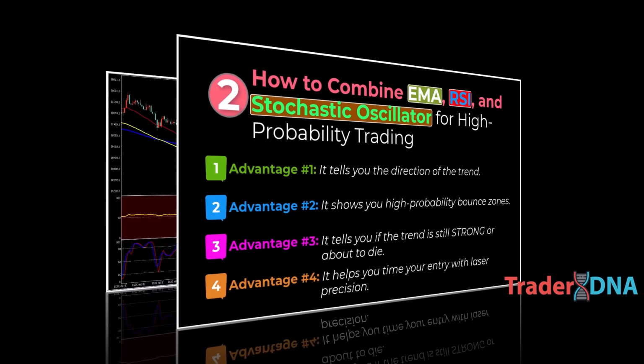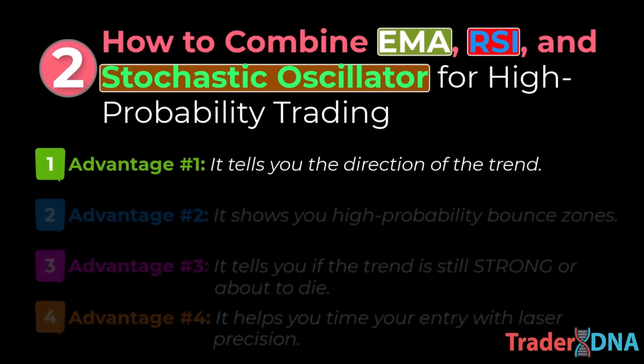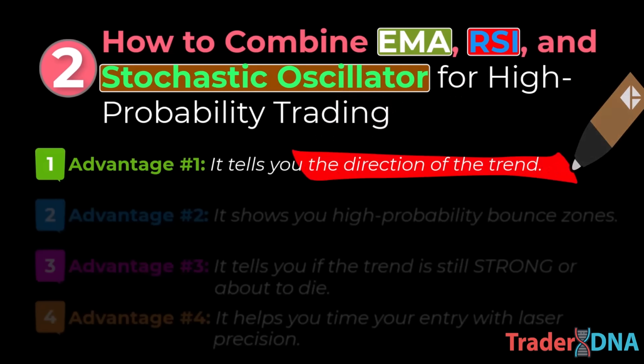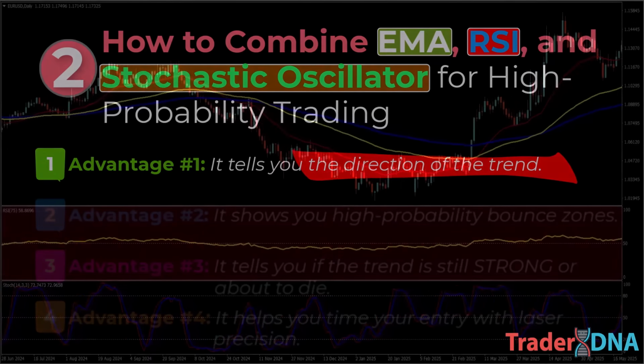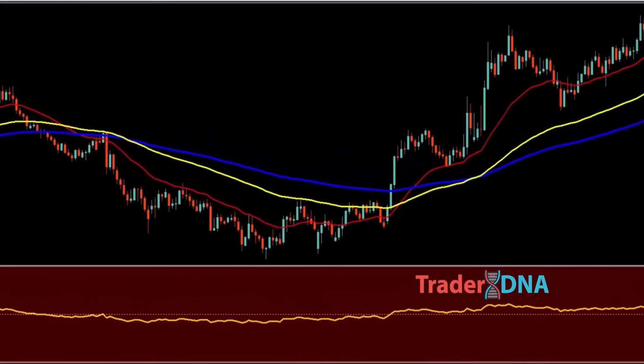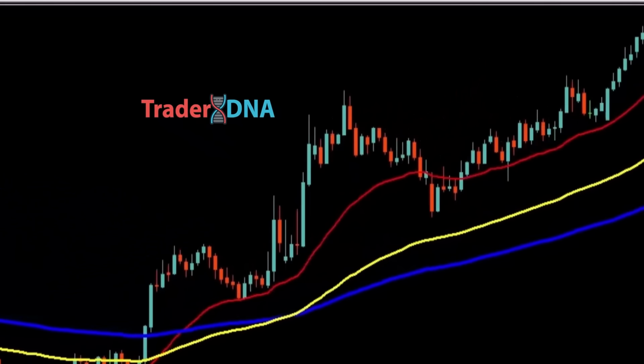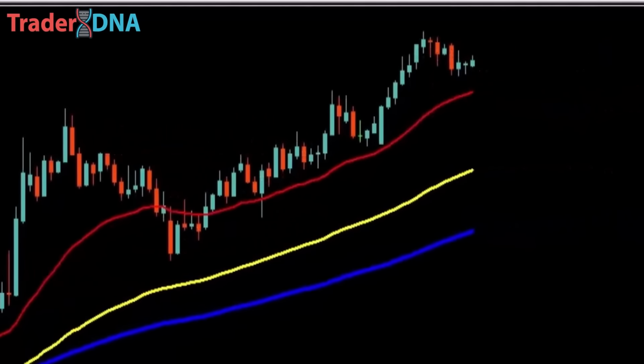Alright guys, it's time to dive into advantage number 1, figuring out the direction of the trend. And trust me, if you get this part wrong, everything else falls apart. But once you get it right, you're setting yourself up for monster wins. Now check this out. In this example chart, we can clearly see that the market is in an uptrend. And I mean super clearly.